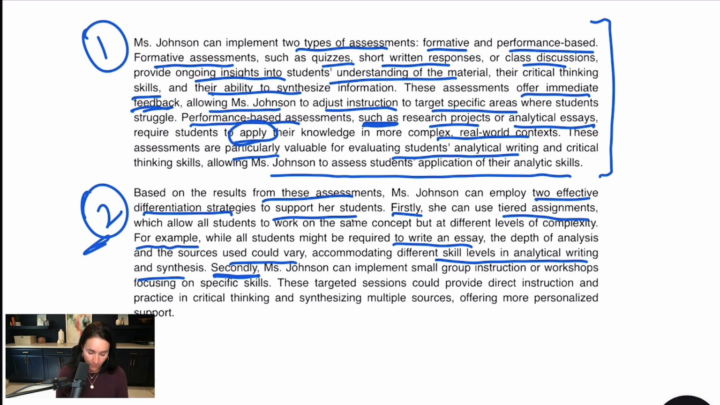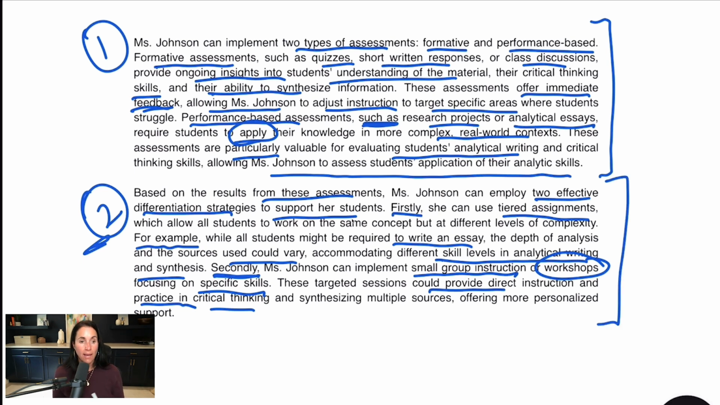Ms. Johnson can implement small group instruction or workshops focused on specific skills. These targeted sessions could provide direct instruction and practice in critical thinking and synthesizing multiple sources, offering a more personalized support. So this covers it as well. I have the 2 differentiation strategies I would do, and I also provide specific examples of what that might look like. And I also offer why it's important and why it's effective, which covers all my bases.